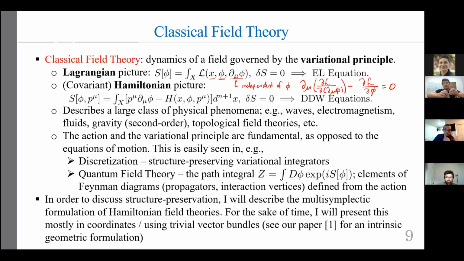The other way to do it is the Hamiltonian picture, which is to define a space of momenta that represent the derivative of the field in some sense. Here, instead of our action depending on just the field, it now depends on the field and the momenta. When you enforce the variational principle, you get the de Donder-Weyl equations, which I'll show in a later slide, so I won't write it here. But it's essentially a first order decomposition of the Euler-Lagrange equations. In the Euler-Lagrange equations, you'll end up getting second derivative terms, but in the Hamiltonian picture, it's decomposed into first order components.